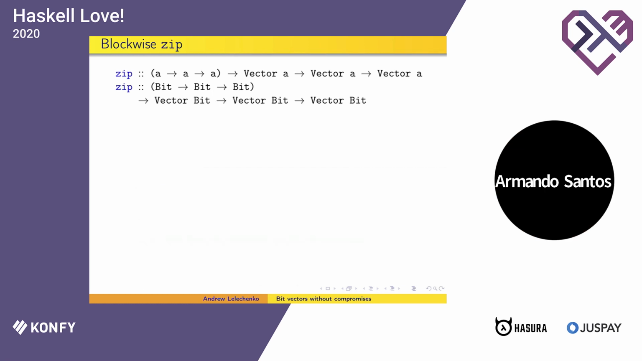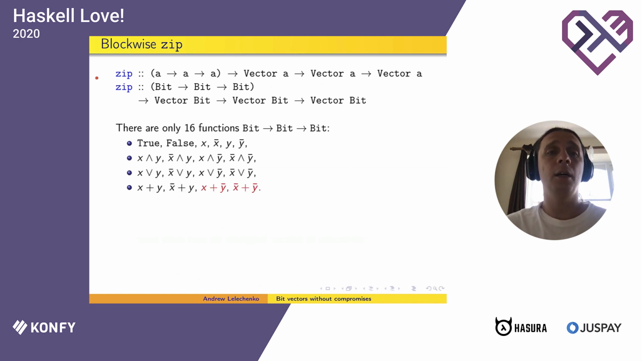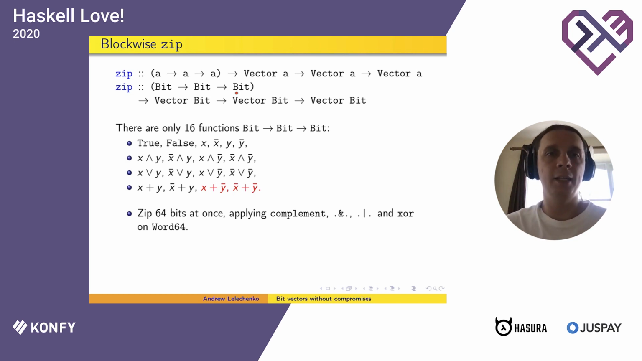And in the case of zip, again, there are only 16 functions from bit to bit to bit. The bitrack package implements the function zip, which takes a function from bit to bit to bit. It detects internally which function we are actually dealing with. Is it conjunction? Is it disjunction? Is it some not and, or and not, or exclusive or? And it is able to employ the most efficient backend once it has detected what function it is.